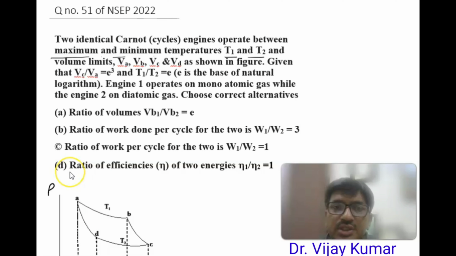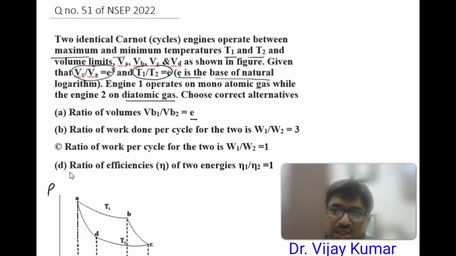Given that VC upon VA is equal to e cube, and T1 upon T2 is e, where e is the base of the natural logarithm. Engine 1 operates on a monatomic gas while engine 2 operates on a diatomic gas. So the options are: the ratio of volumes VB1 upon VB2 is e.